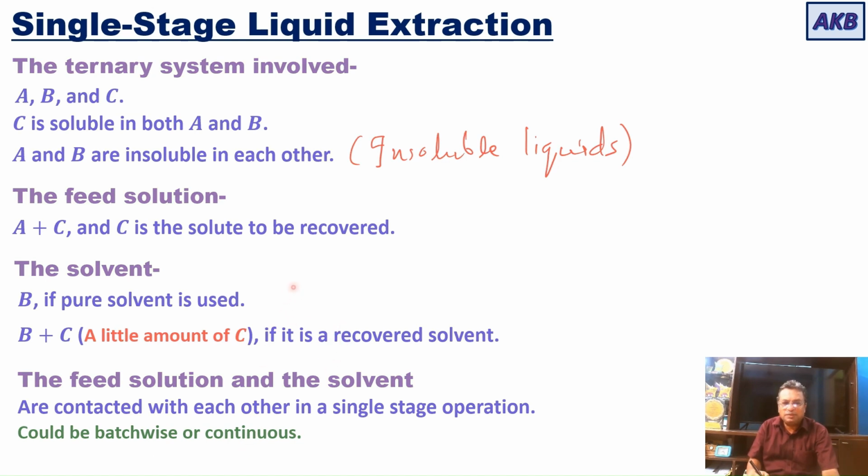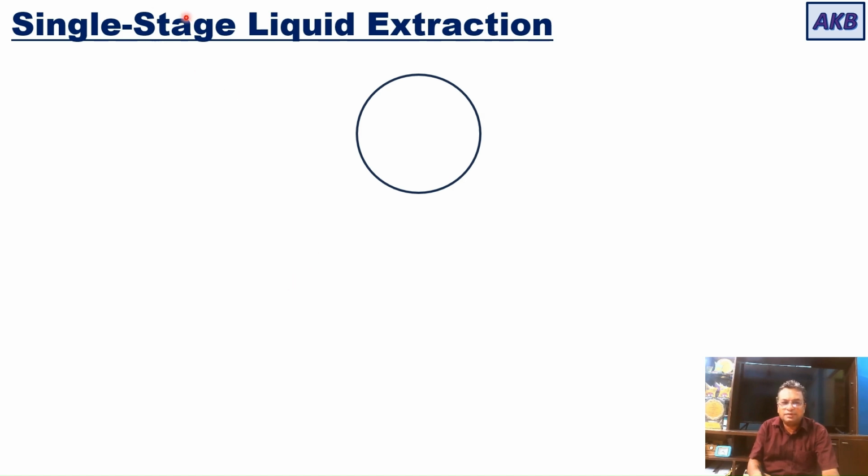Okay. Now let us represent the single stage liquid extraction, single stage, with the help of this circle. This is stage number 1. There is only one stage in the operation, as the operation is a single stage operation. Feed is admitted into the stage. Feed will be containing A and C in it, and I'll shortly tell you what are the C of XF, small xf and capital XF.